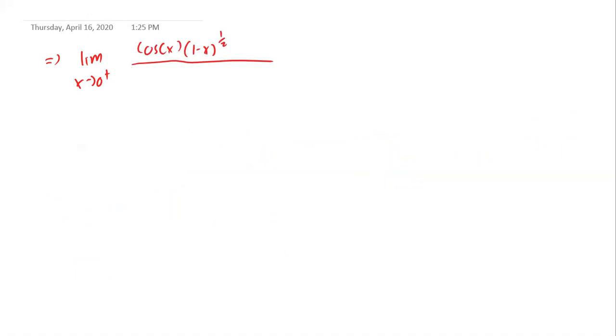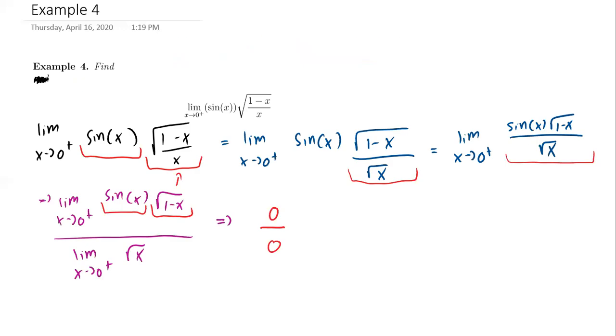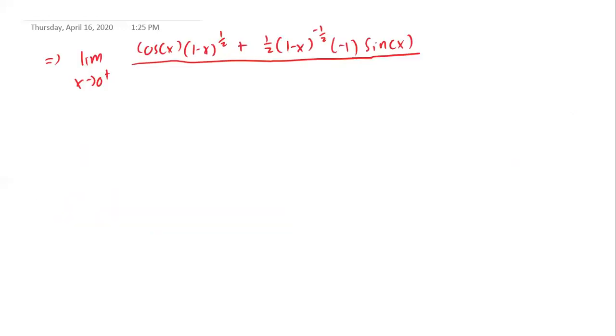Remember, square root of 1 minus x is the same as 1 minus x to the 1 half, right? Plus, now I take the derivative of square root of 1 minus x. That's bring the 1 half down, leave the inside the same, multiply by the derivative of the inside. Well, the derivative of 1 minus x is minus 1. And then you leave sine the same. And that matches what we have, so that's the product rule. And on the bottom, we have the derivative of square root of x. Well, again, that's 1 half x to the negative 1 half.